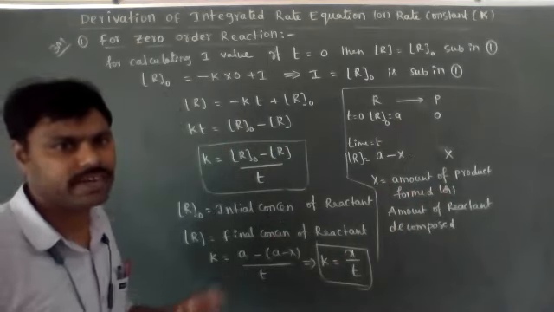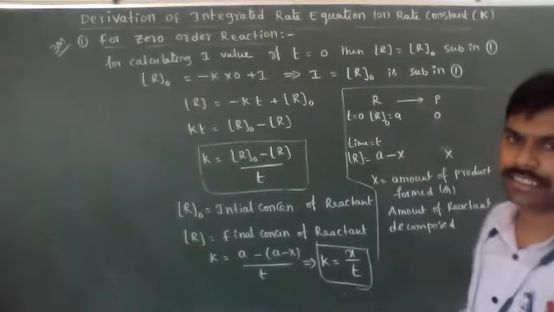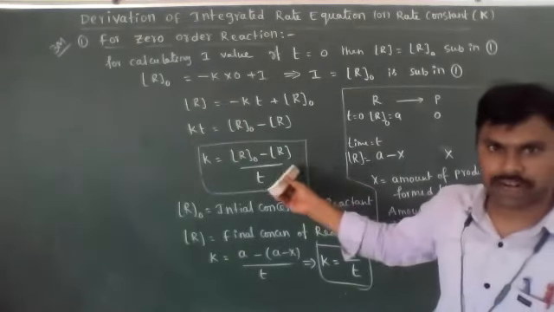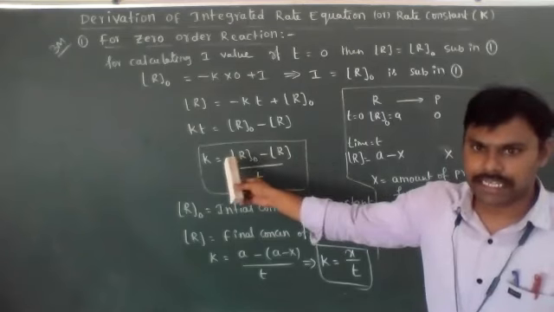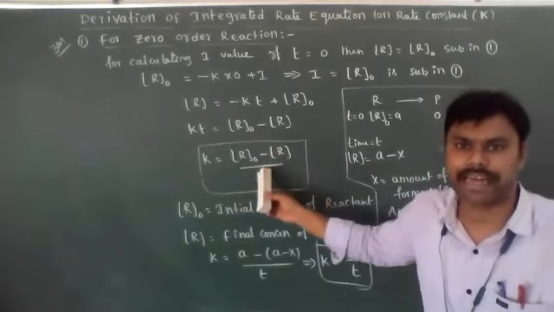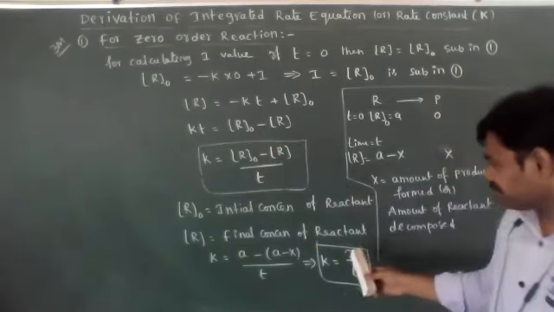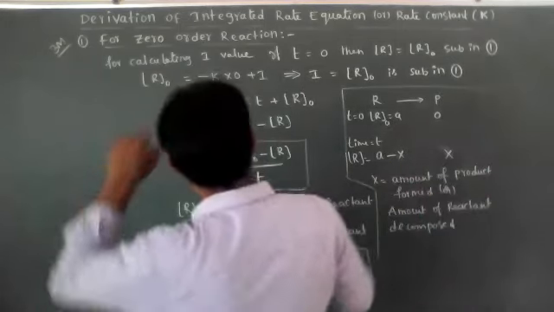Okay dear students, this is very important. Now we will discuss the graphical representations for a zero order reaction. For a zero order reaction, the rate constant K is equal to R naught minus R, initial concentration of reactant minus final concentration of reactant, by time. Or K is equal to X by T.